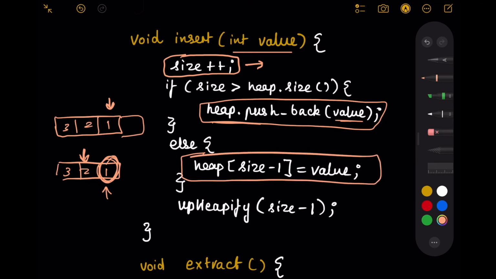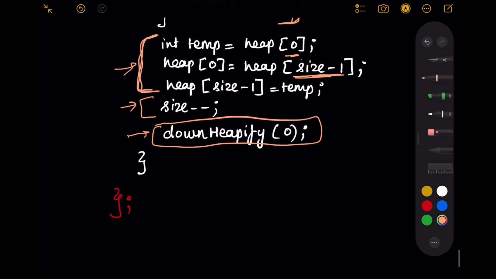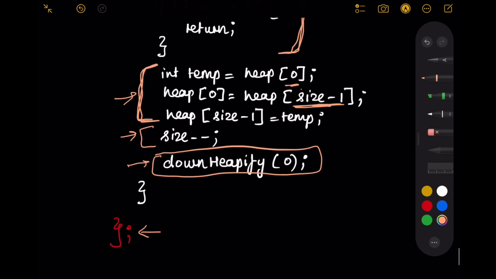And simply what we need to do is call Upheapify on this last node, because all other nodes are in their correct position, we just need to take this new node to its correct position. So that's what we have done, we have called Upheapify on this last node. And that's all. We have completed all the operations in the heap, and towards the end we just put a closing parenthesis and a semicolon.